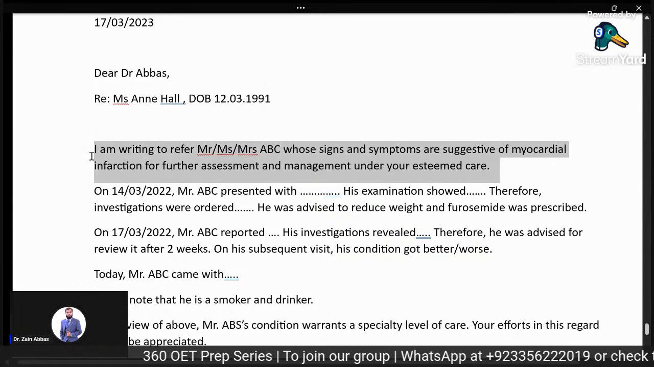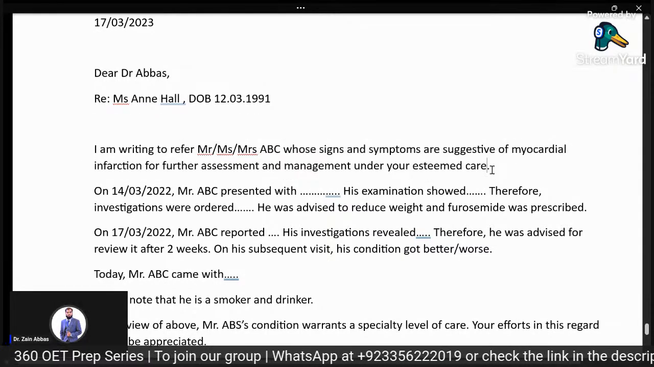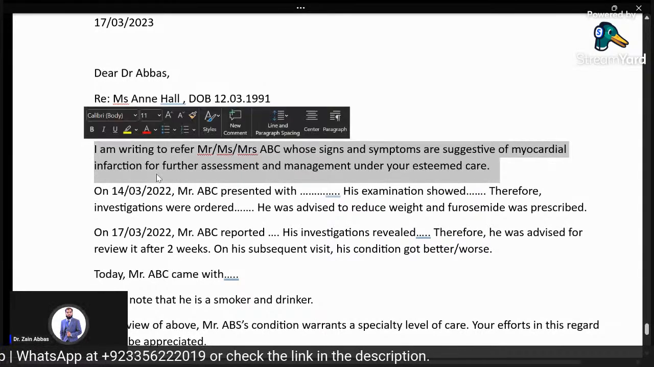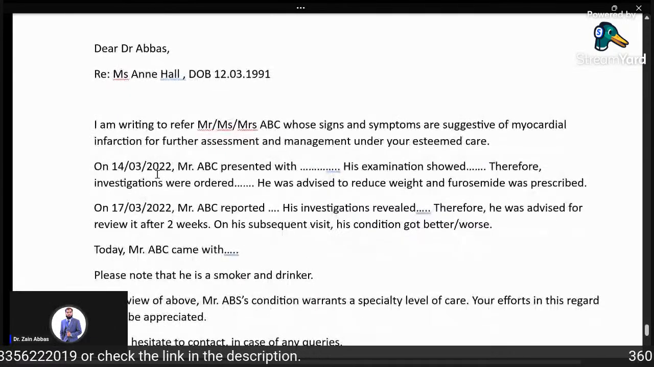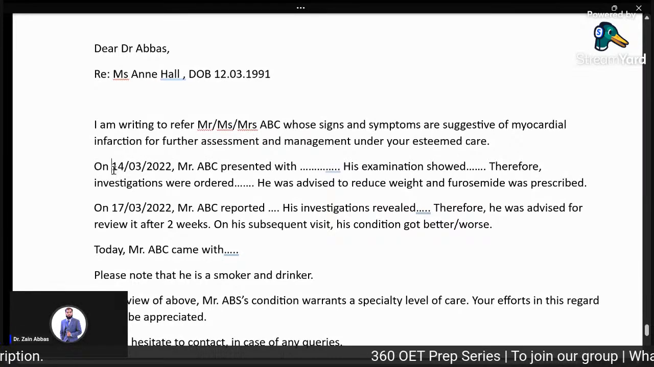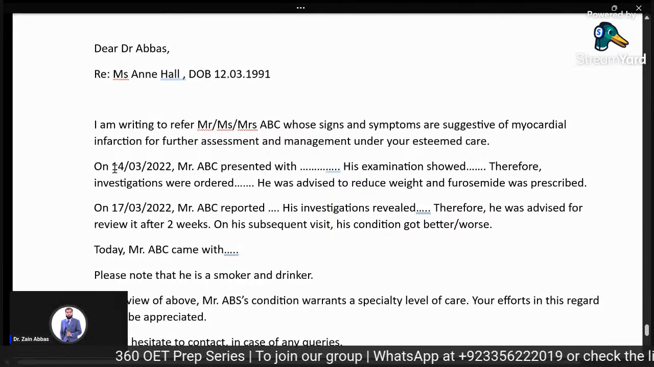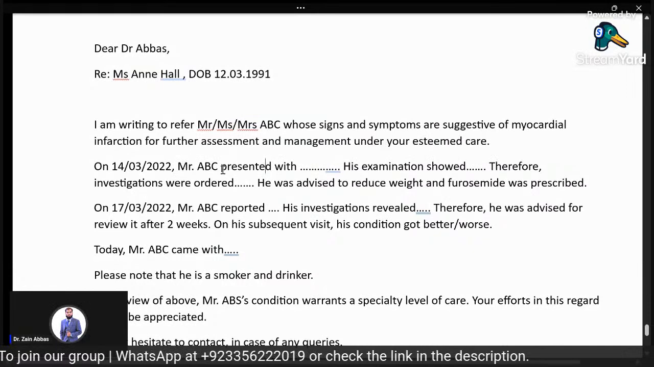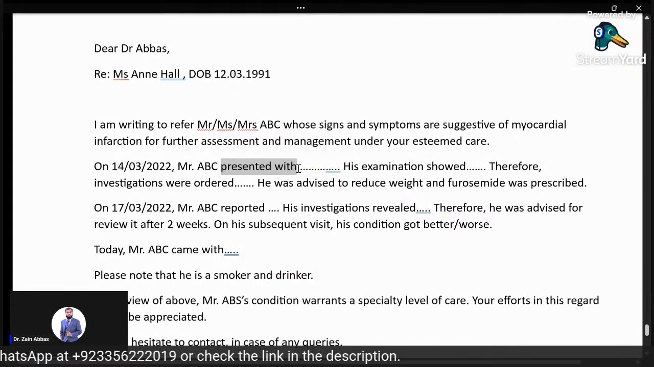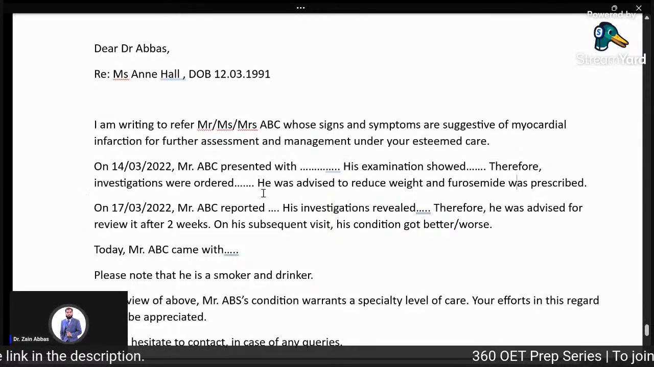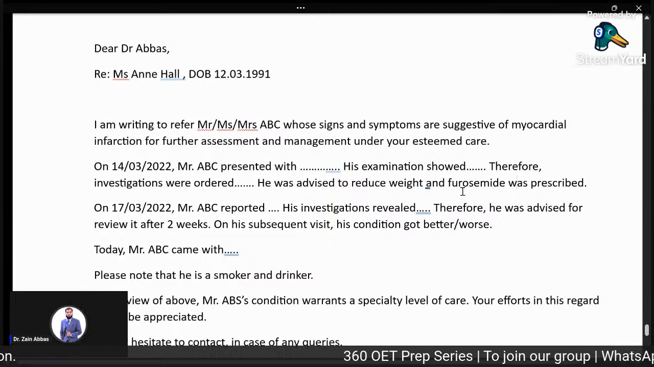This is very simple, and I like this important referring sentence. It includes the very clear purpose, and it's a good opening sentence. Then you can write in chronological order. The first visit was on the 14th, and then the next visit was on the 17th of May. And you will start with the presentation here, like Mr. ABC presented with dash dash dash dash, and then his examination showed, and therefore investigations were ordered. He was advised to reduce weight.